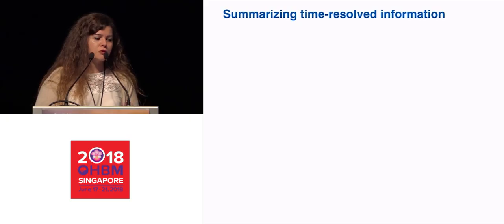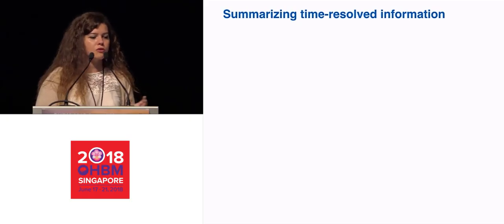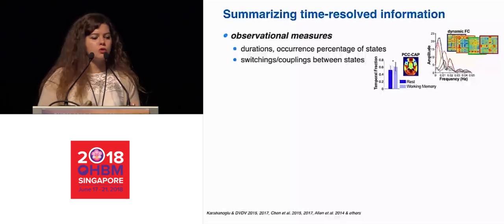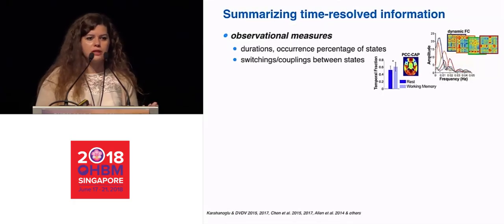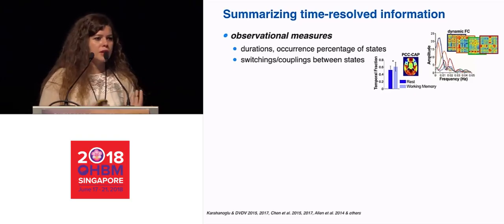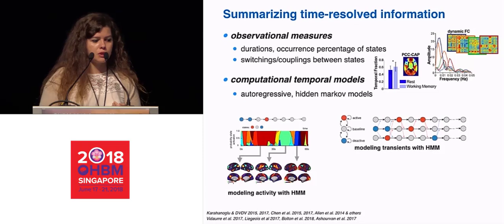So we have to find a way to summarize this time-resolved information. I will just briefly discuss the idea of this. One of them, we can do some observational measures. For each state that we have, we can just count their durations, their occurrences, and how frequently they switch between each other. Or we can build other computational temporal models on top of that.